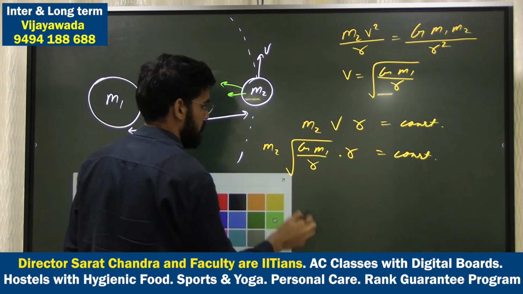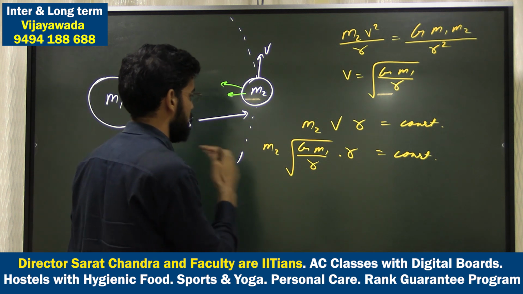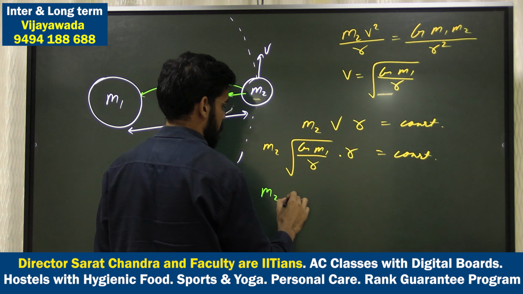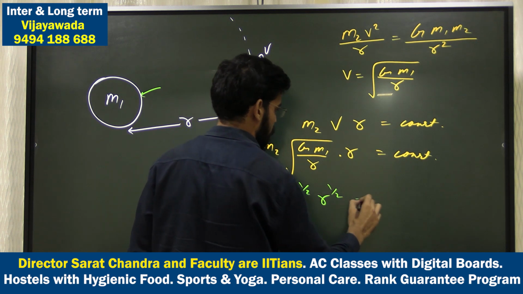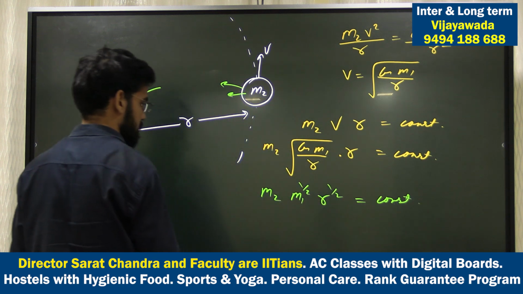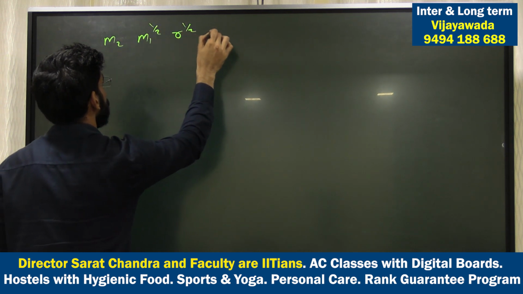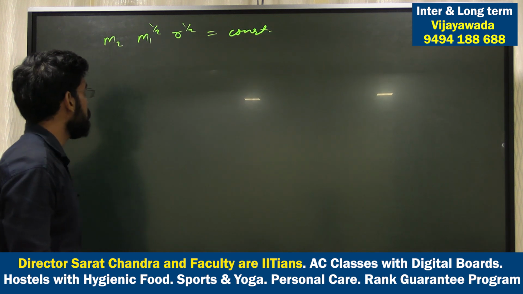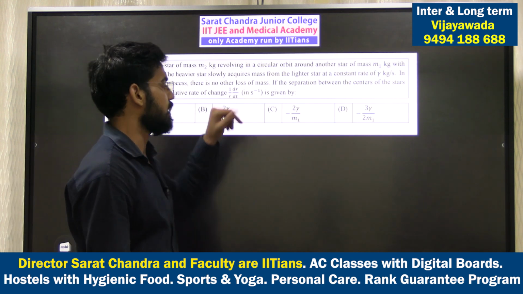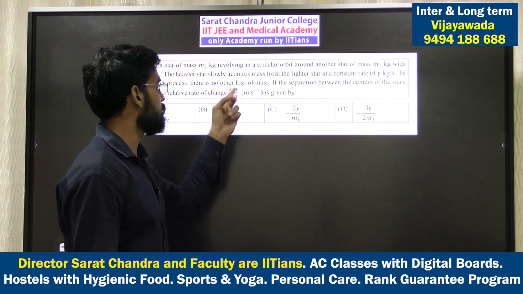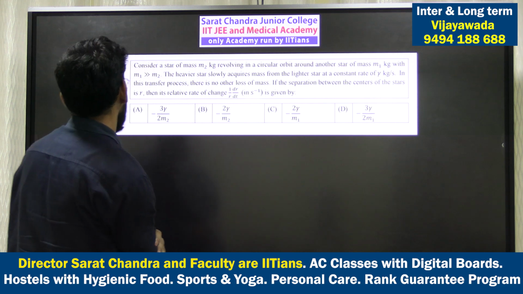If you see clearly here, G is a constant so you can send it to that side, and m1 is not a constant. So what you have is m2, then m1 to the power half, and then r to the power half, equal to a constant. Let's take this expression in the new page: m2 into m1 to the power half r to the power half equals a constant. As we do in percentage calculation, take log and differentiate. He is asking 1 by r dr by dt, so if I take log and differentiate, I will get 1 by r and dr by dt, and also dm by dt, which is gamma.